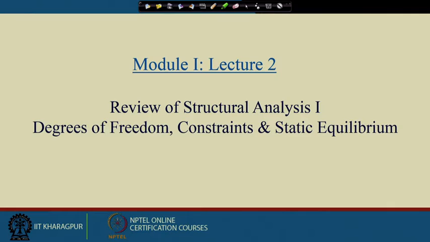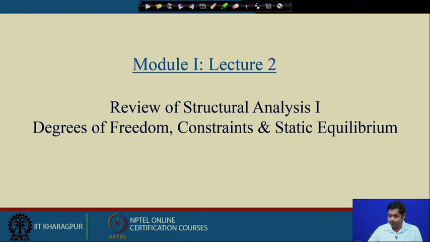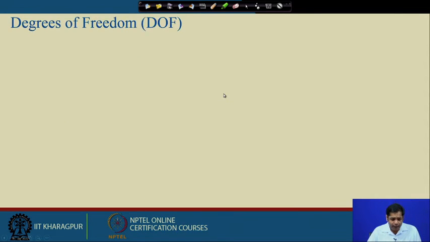This week and the next week we will be revisiting some of the basic concepts of structural analysis 1. So today we will start with degrees of freedom, constraints and static equilibrium. You see, what is degrees of freedom? As the name suggests, it is the freedom of an object, right?